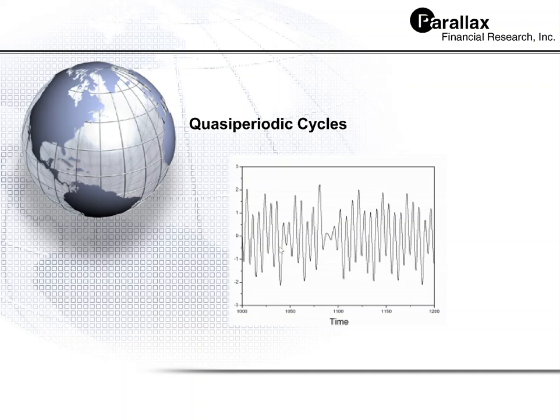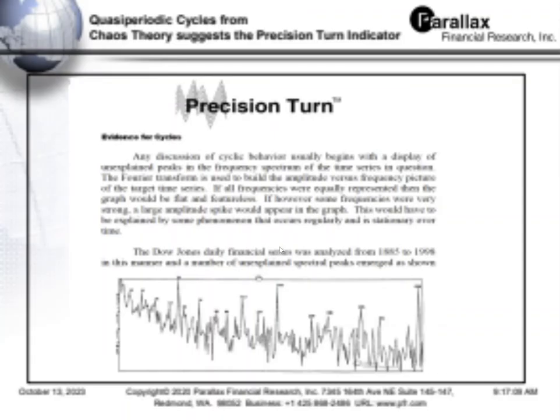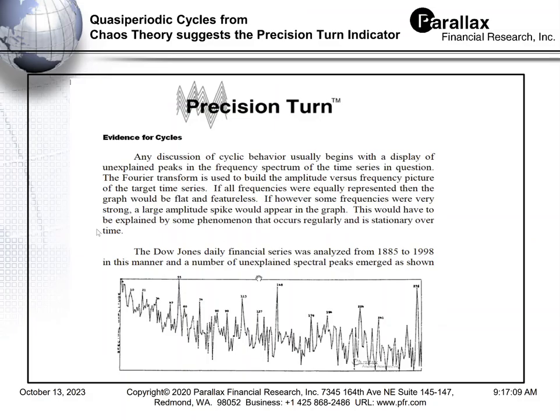And the first thing I did was to take a look at the market and break it into its cycle components. And we do that using something called the Fourier transform. And so what I did is I took the whole Dow Jones series from 1885 to 1990. Well, this is from 1998, this picture. My first run was up to 1986.